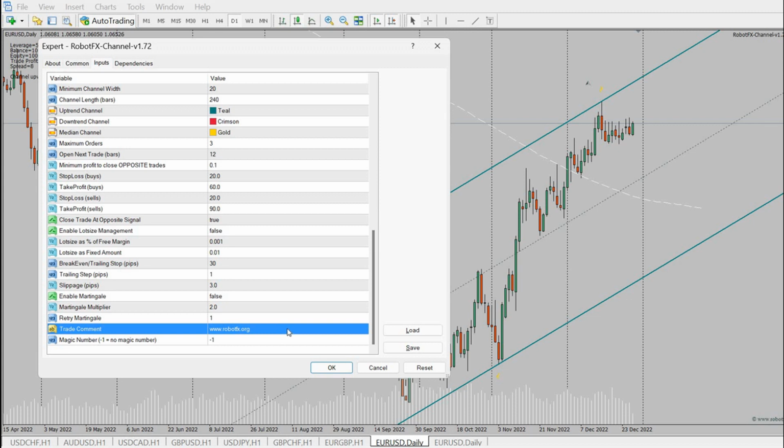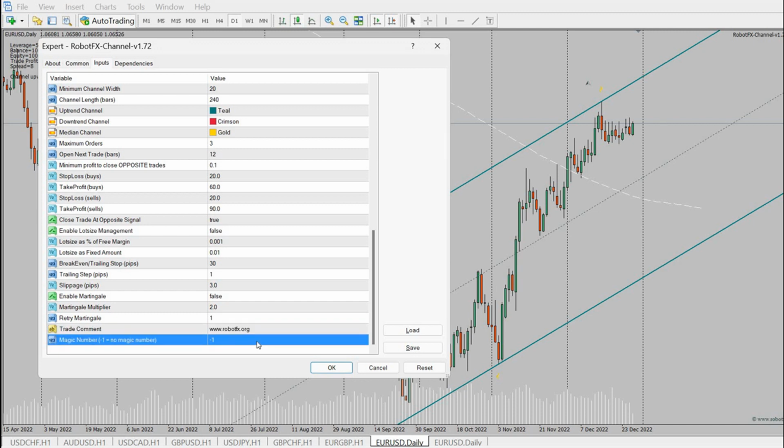It will appear in the history next to the open trades, open and closed trades. And then we have the magic number, which by default is set to negative one. Negative one means that the expert advisor will not set any specific magic number for the trades that it will open.